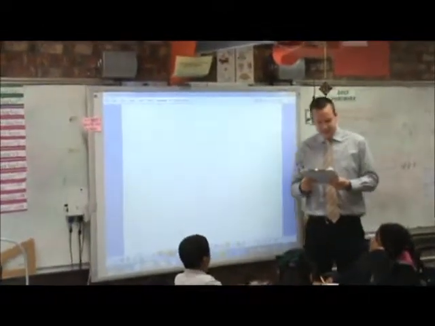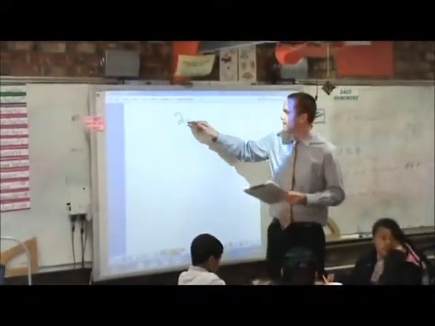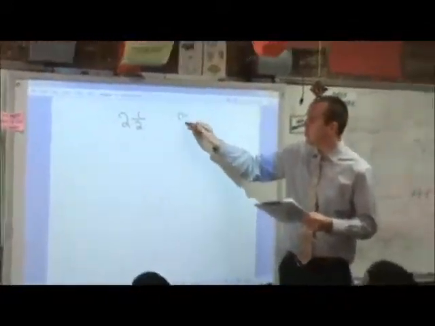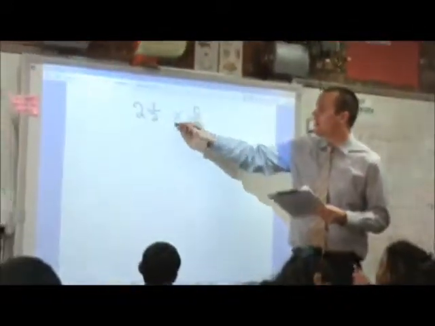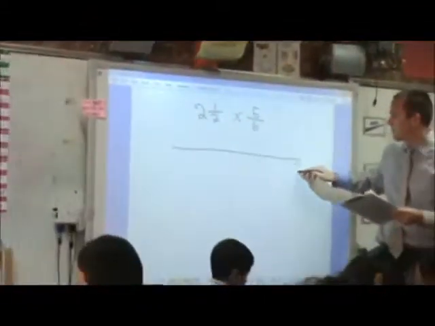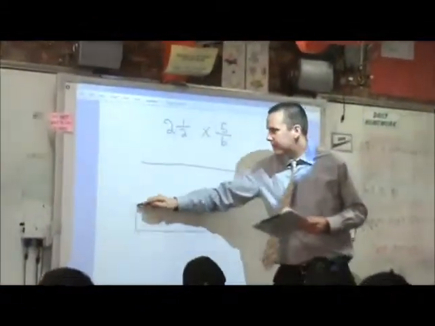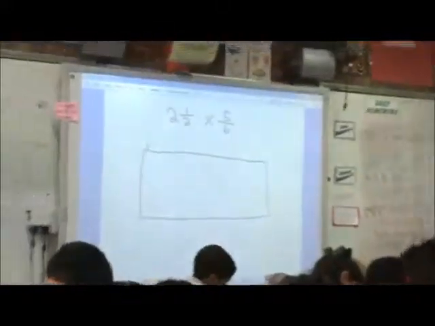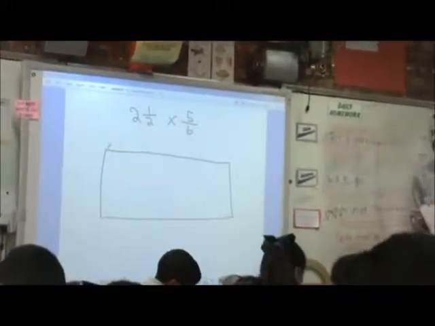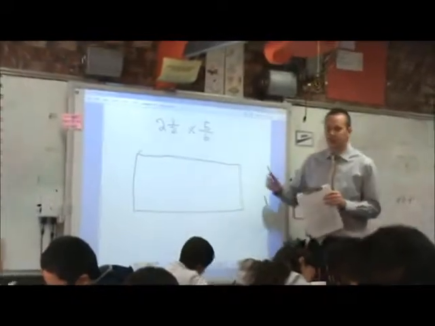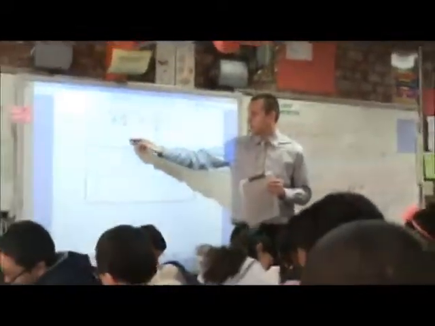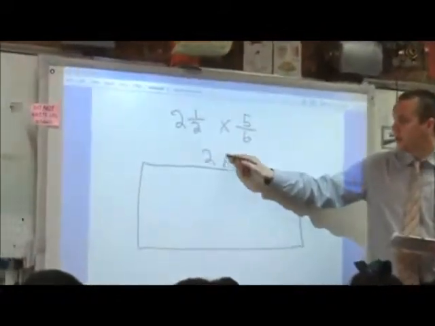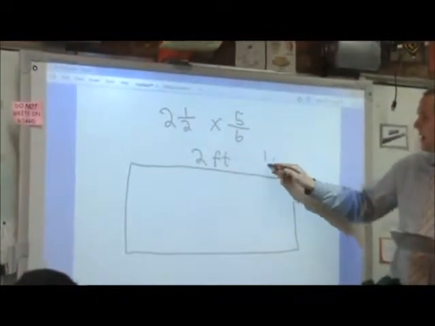Let's say Daniela's desk is 2 1/2 feet long. And write this down on your papers, please. And 5/6 feet wide. And I want to find the area of that shape. I'm going to use the distributive property. Draw the box on your papers. I'm going to use the distributive property to find the area of the top of Daniela's desk. So I'm going to break it into 2 feet and 1/2 feet.